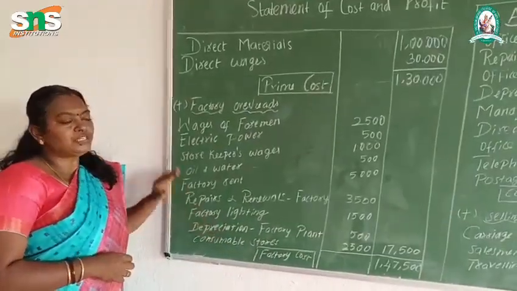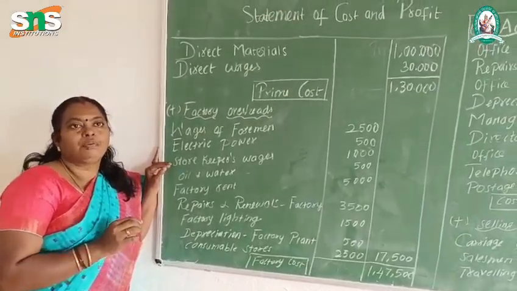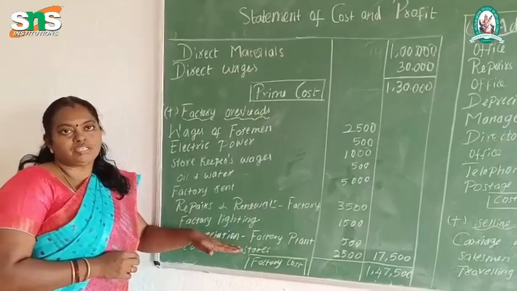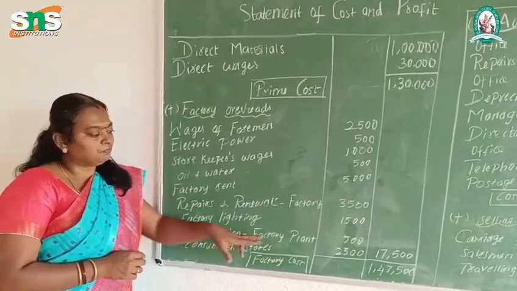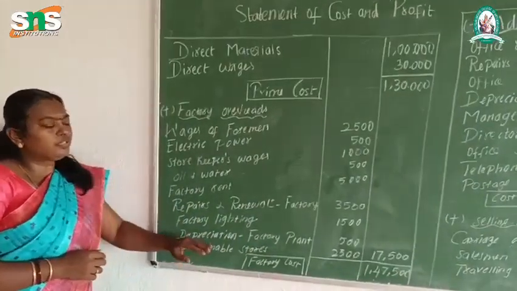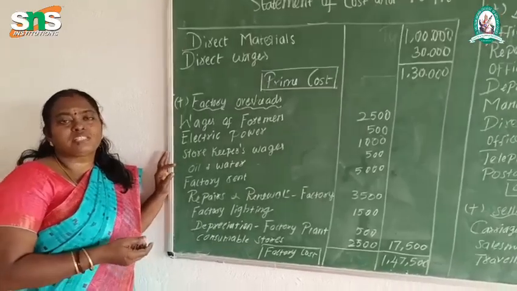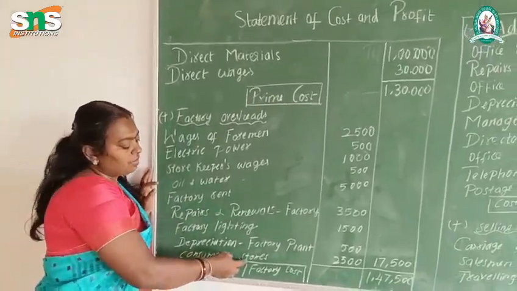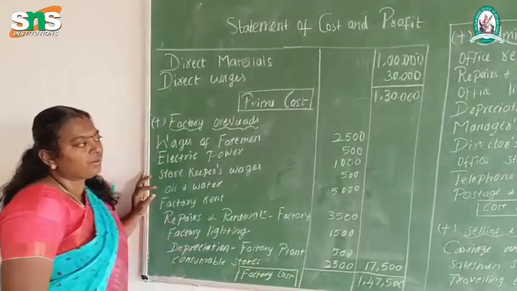Next one is depreciation. Depreciation is the reducing value of the asset. In factory there will be many plants and machineries. So for the plants and machinery we have to calculate the depreciation. So the depreciation value is rupees 500. Then consumable stores. Some other supporting materials will be consumed by the factory. So, the consumable stores come under this overhead. We have done rupees 2,500.